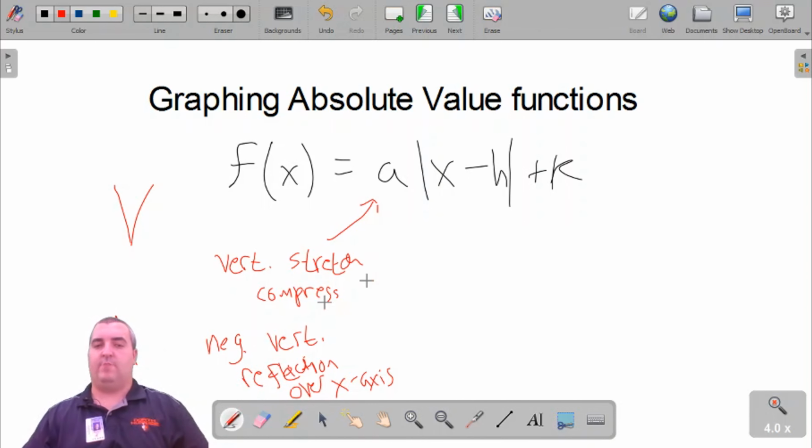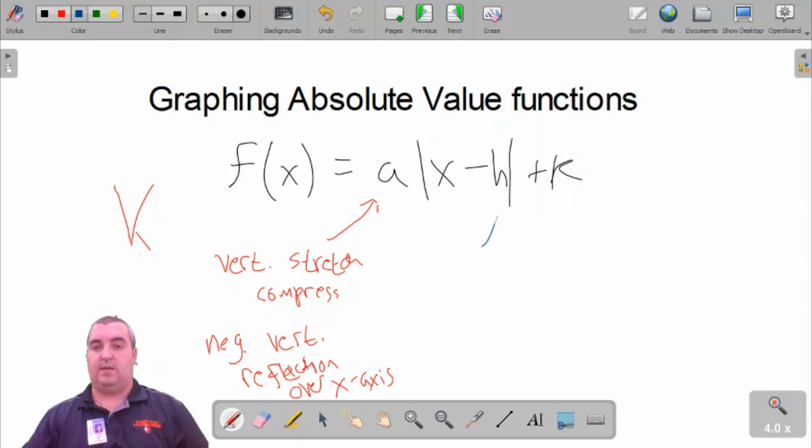And the stretch and compress also change the slope of these lines. Like the basic one, when a is 1, the slope is 1 and negative 1. Whatever this a value is, the right side has that slope, and the left side has the opposite. So then the next thing, obviously x is your input.